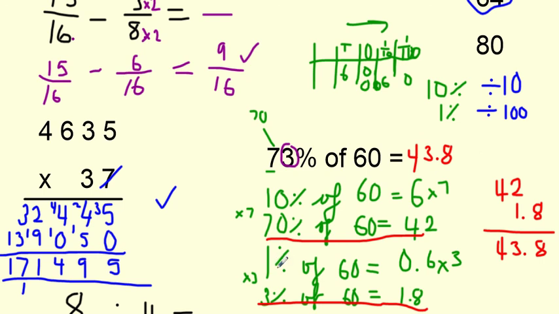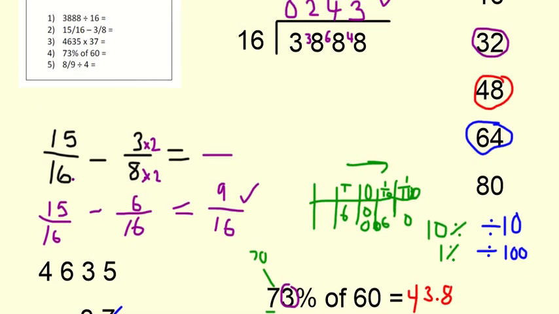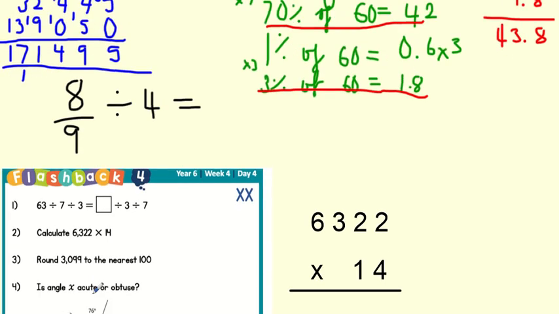Now, like I say, there are varying methods to do that. Some of you might have found 1% and then multiplied by 73. That's fine. Some of you may have found the difference and subtracted. That is also fine. I'm really looking forward to seeing what methods you've used today. Okay, we've got one more to do for our arithmetic. Then we're on to our flashback. So we've got 8/9 divided by 4. And I wonder who can remember what we need to do to solve this.